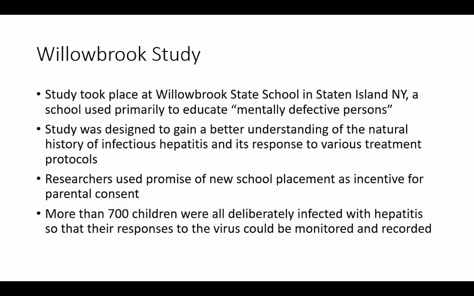The study began in 1956 and lasted for 14 years. The researchers also wanted to determine the effectiveness of treatments, such as gamma globulin injections, as protection against hepatitis. The researchers justified their deliberate infections and exposure by claiming that given that there was a high rate of infection in the institution, it was practically inevitable that the children would become infected.